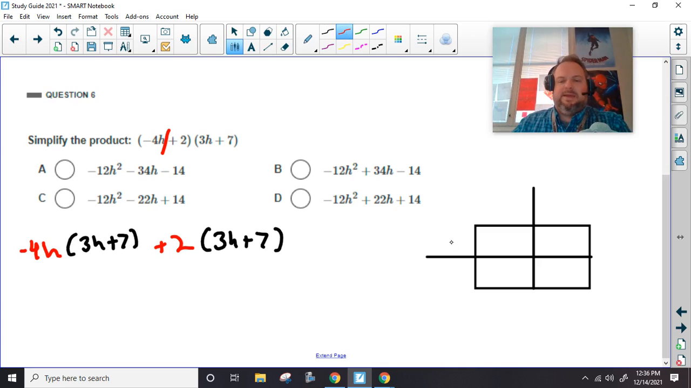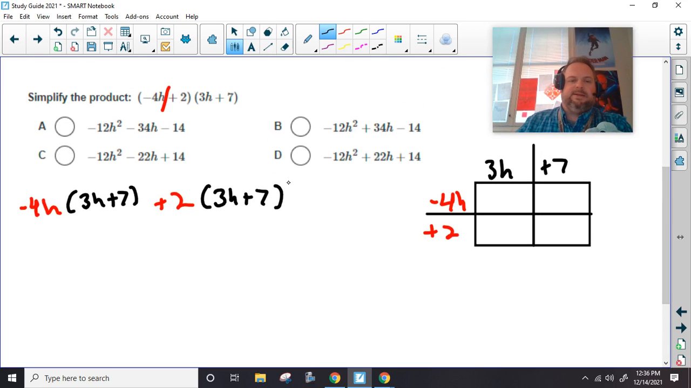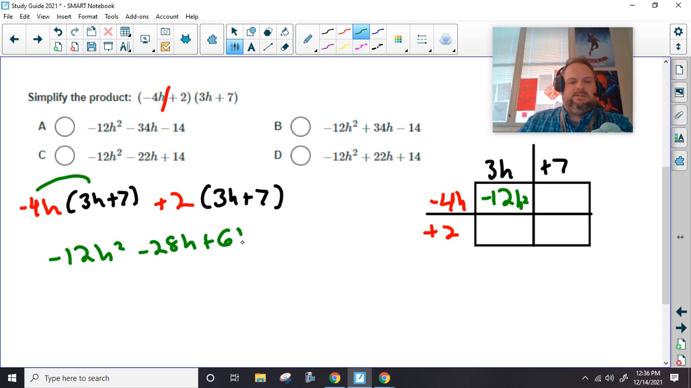Or you could set it up as the box method. You're going to get the same answer no matter what. This is going to do a big jump because it never just scoots it up a little bit like I need it. Okay, so negative 12h squared, I can't cancel anything out, minus 28h plus 6h plus 14.